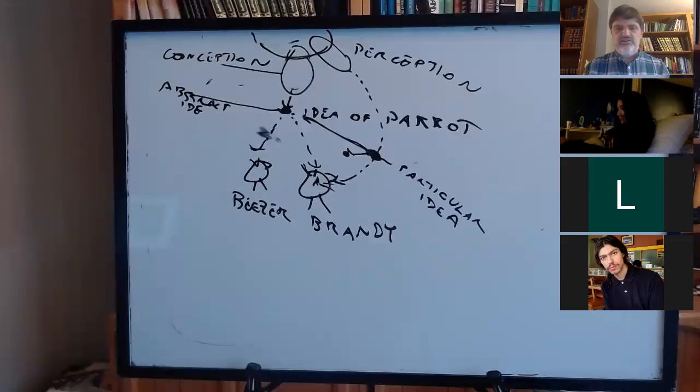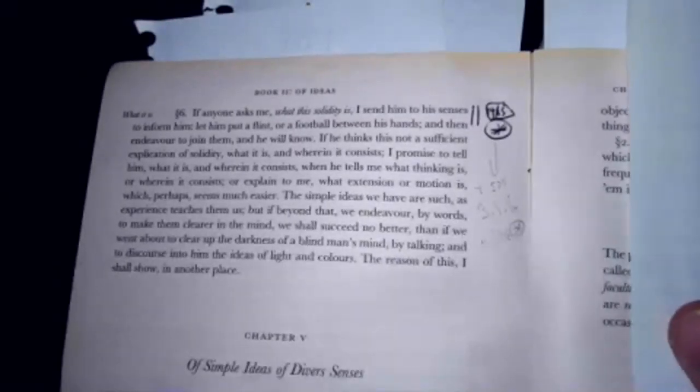And here's the way Locke explains it. This is book 2, chapter 11, section 9, page 155.